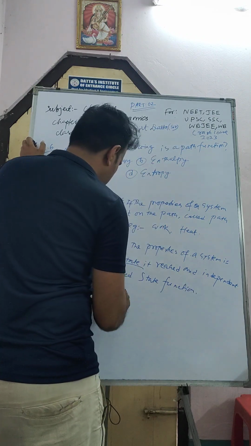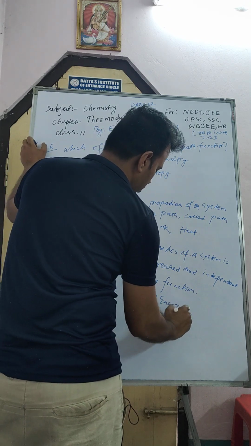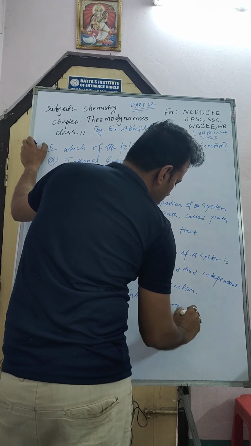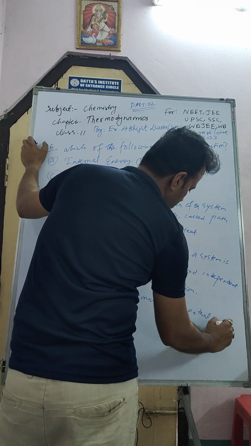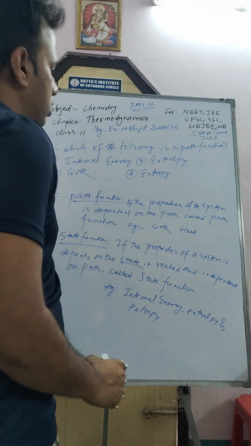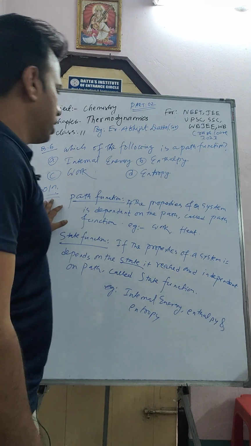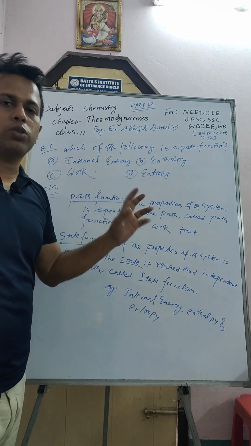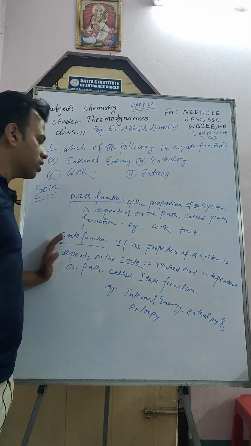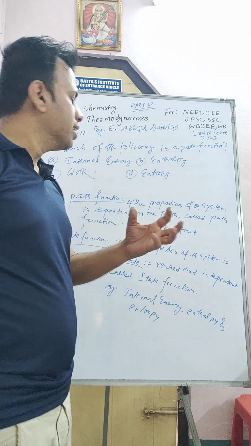Okay, here examples are internal energy, enthalpy and entropy. So path function means the properties of a system depends on the path, like work and heat. And state function means the properties of a system does not depend on the path, depends only on the state, are known as state function.